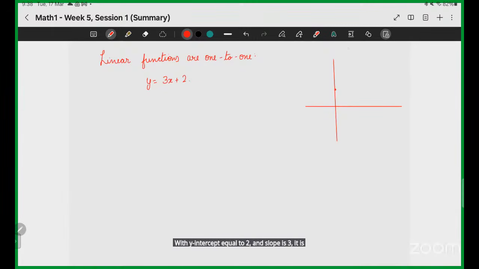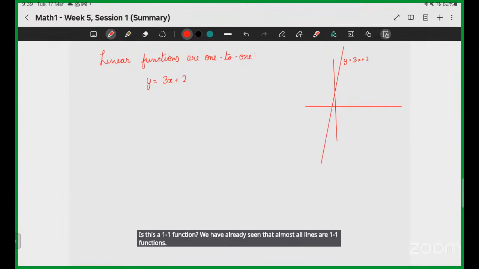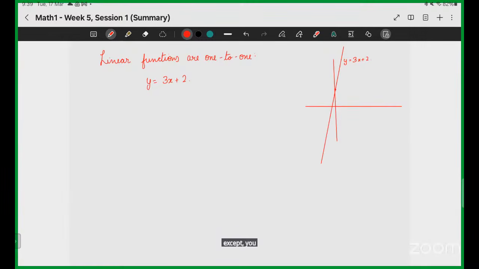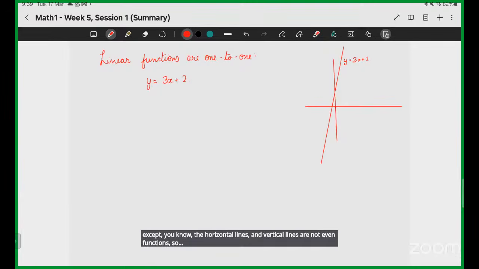It is not 45 degrees, but it is some steeper angle. So roughly something like this. Okay. So let's say this is y is equal to 3x plus 2. Is this a 1-1 function? We have already seen that almost all lines are 1-1 functions, except the horizontal lines, and vertical lines are not even functions. So all other lines are 1-1 functions.